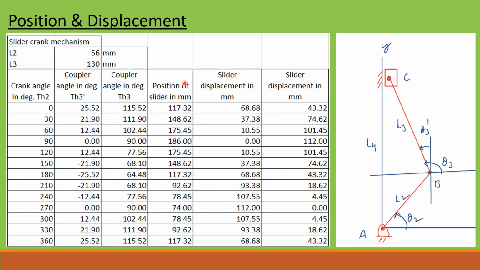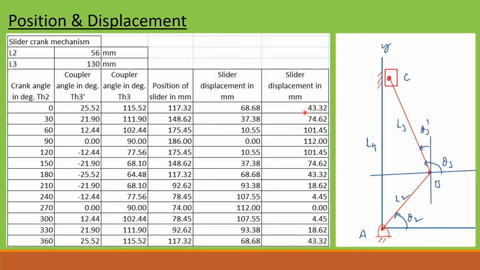After having derived all the equations, let us solve a problem using Microsoft Excel. Here we have taken L2 is 56 mm, L3 is 130 mm, and for any given crank angle 0 to 360 degrees, coupler angle is calculated. Coupler angle theta 3 prime as well as theta 3 is also calculated. Position of the slider is calculated. Slider displacements when topmost position is 0, these are the values. When bottommost position is 0, these are the values.